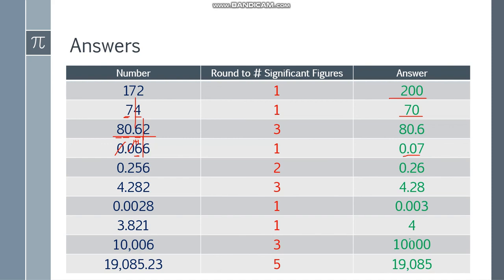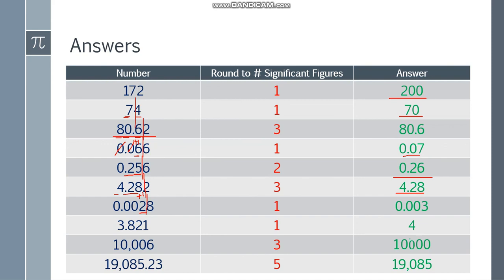Next one, 0.256. Two significant figures, round it. So 1, 2, cut. 6 is more than 5, so we will add 1. That will be 0.26. Next one, 4.282. Three sig figs. So 1, 2, 3, and 2 is less than 5, so cut it. That will be 4.28. Next one, 0.0028. One significant figure. So 2, cut. 8 is more than 5, so you have to add 1. 0.003.